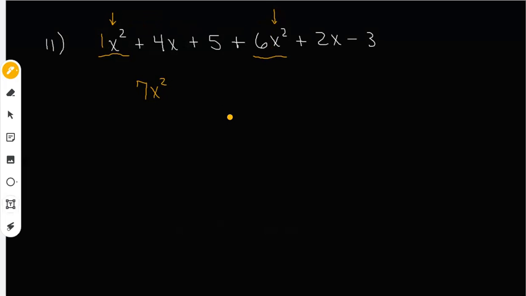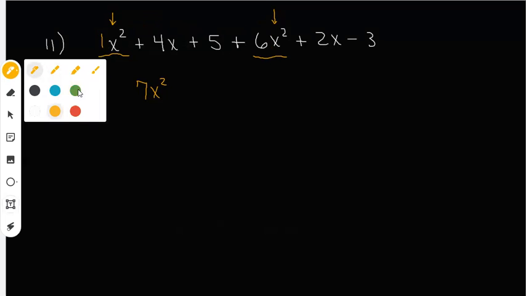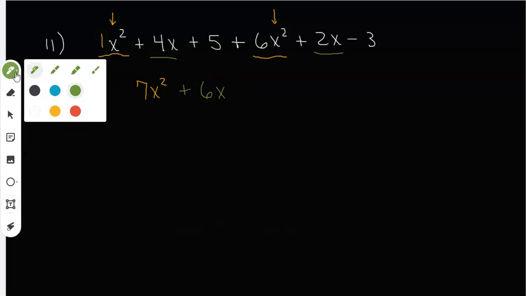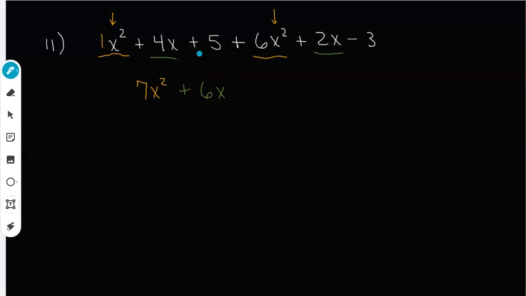I put those together. And now I'm going to change my color to green, and I'm going to underline the x terms, all the terms that end with an x. So I'm going to underline the 4x and the 2x. And when I add those together, I'm going to get 6x. 6x, right? 4 plus 2. And then the last thing I'm going to do is I'm going to underline the regular numbers in blue, the 5 and the -3. So when I add 5 and -3, I get +2. And that's my answer. 7x squared plus 6x plus 2.